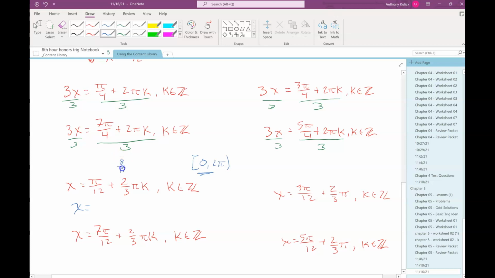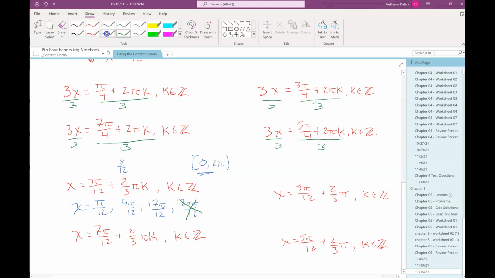FYI, 2/3 is the same thing as 8/12 when I make a common denominator there. So my first answer here is going to be pi over 12. Plus 8/12 is going to be 9 pi over 12. That's still less than 2 pi. And then the next one is 17 pi over 12, still less than 2 pi. And then 25 pi over 12, ooh, that's too big. So that one's out.